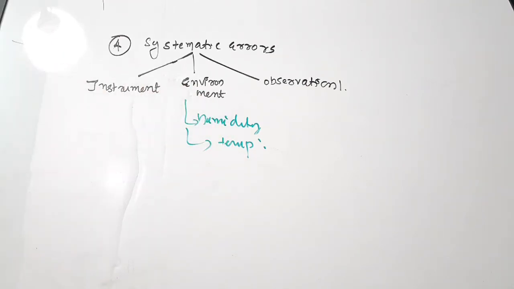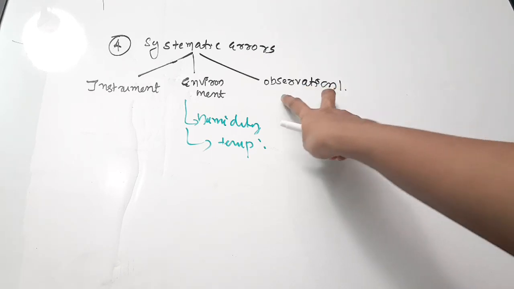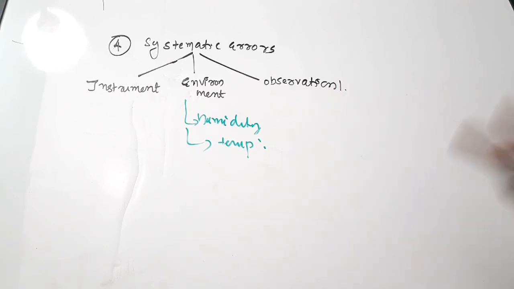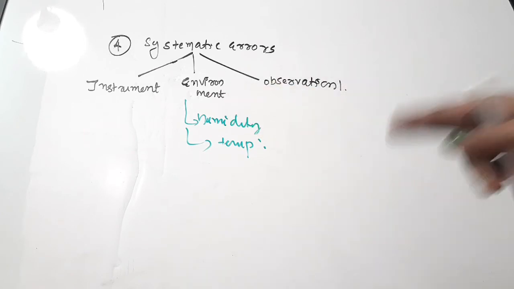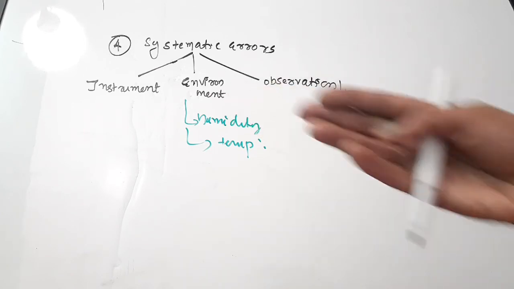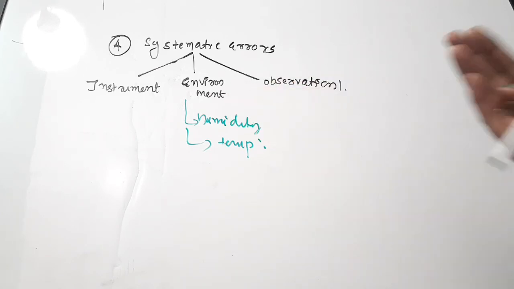Then the third one is observational errors. This observational error means we are going to take the reading, but there is some problem with the reading which we take. Again, we can think of parallax errors in this category. So these are the three types of systematic errors: instrumental, environmental, and observational.